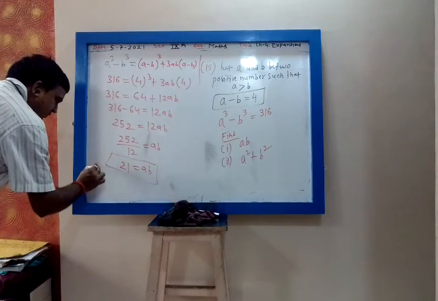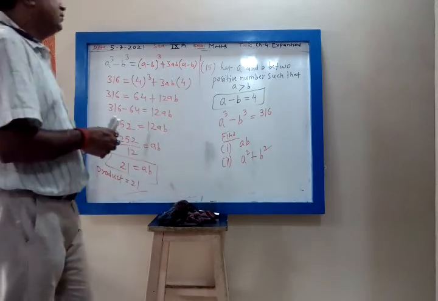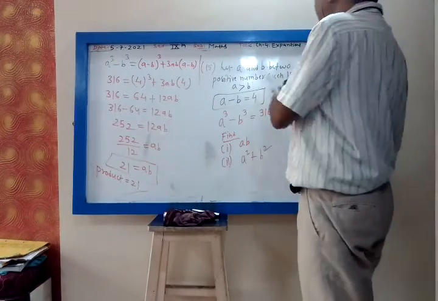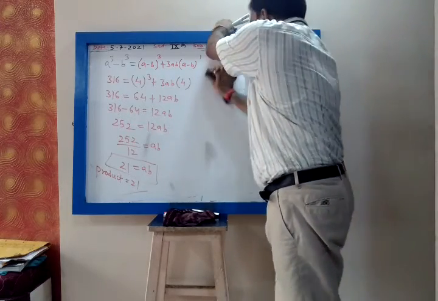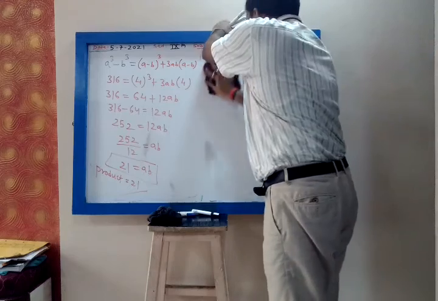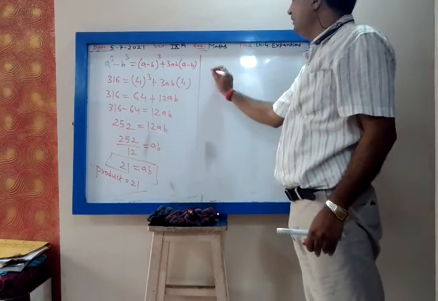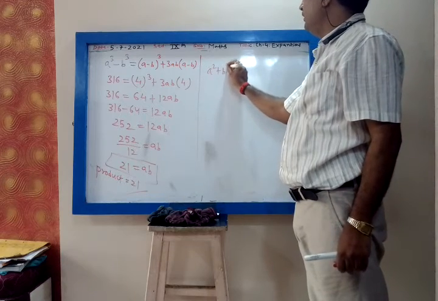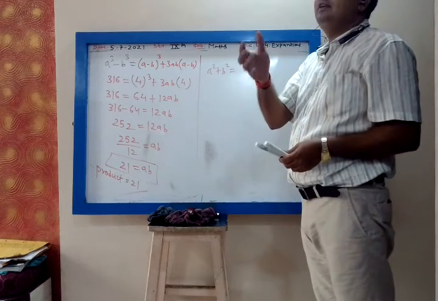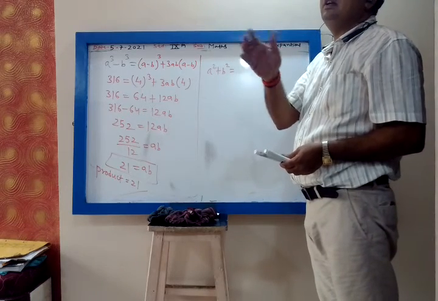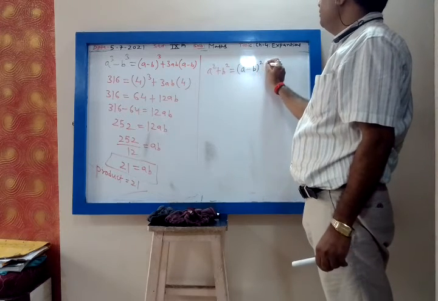So we write, product is 21. Now we want to find the sum of the squares, A square plus B square. Which formula? Tell me. For A square plus B square, there are two formulas, my dear. No, my dear, if you consider (A plus B) whole square, then you have to find A plus B. A plus B is not given. We are given A minus B. So A square plus B square, I will write (A minus B) whole square plus 2AB.